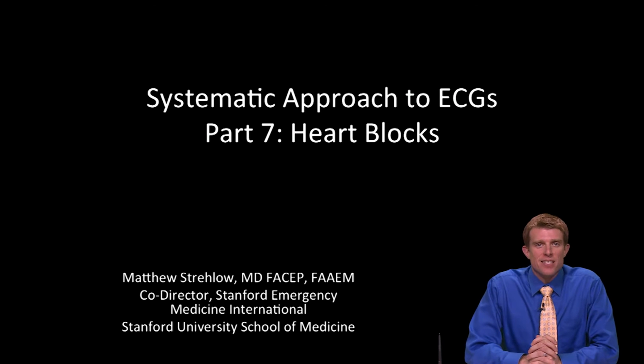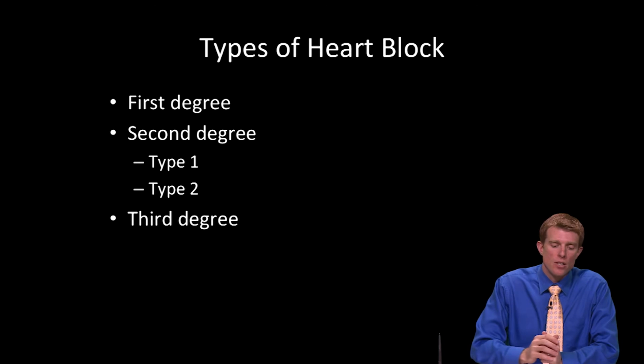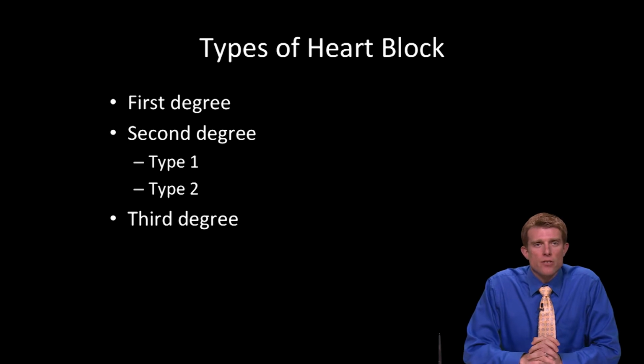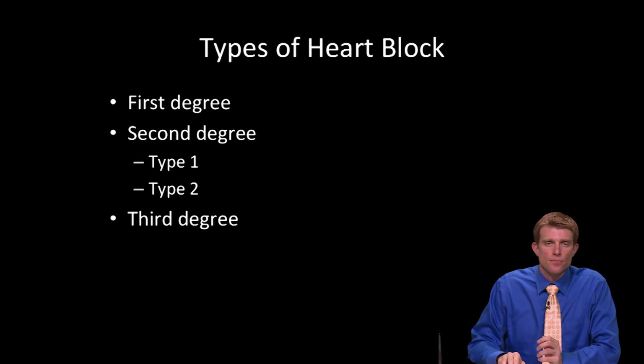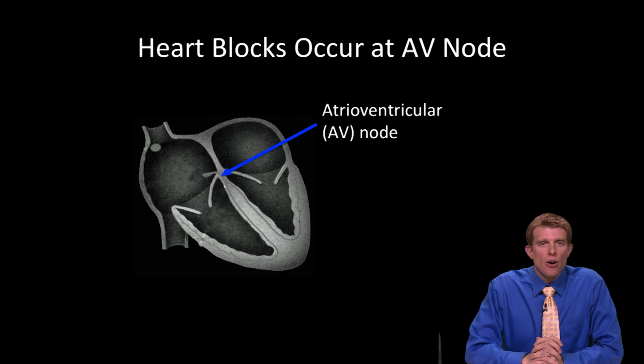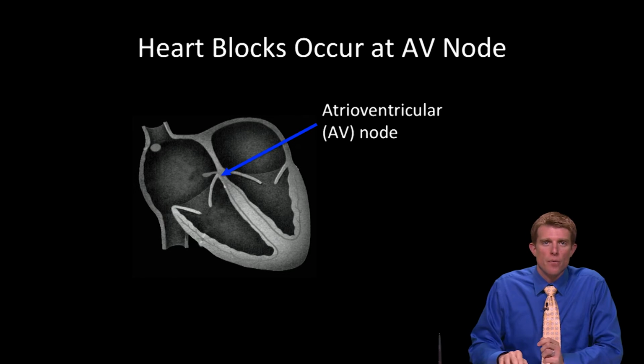Hello, this is part 7 of our systematic approach to ECGs. And in this section, we're going to focus on heart blocks. So let's get started. Heart blocks are divided into 3 types: first degree, second degree, and third degree. And in second degree, we have type 1 and type 2. Heart blocks occur at the AV node, or the atrioventricular node.